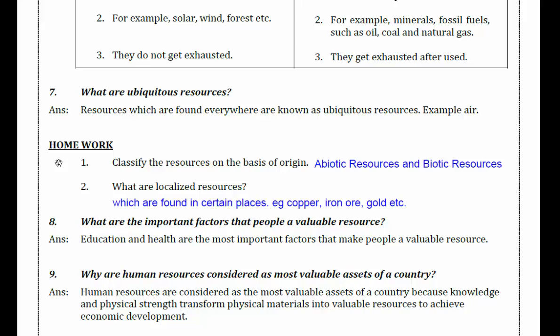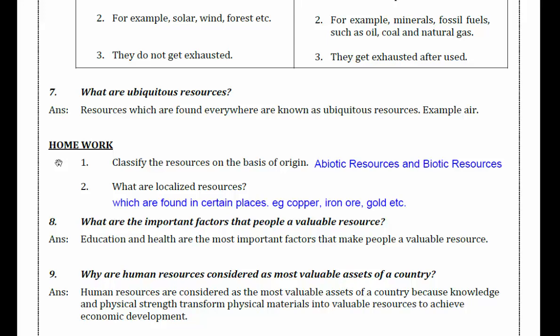One of the best examples is air. Air is found in the North Pole, in the South Pole, even in the equator, in Manipur, even in the ocean. So these types of resources are known as ubiquitous resources.